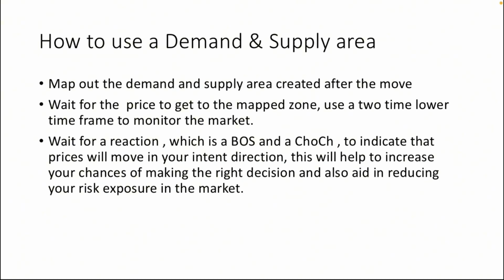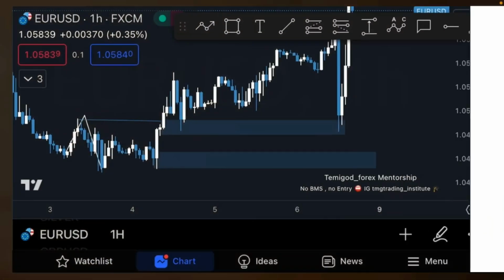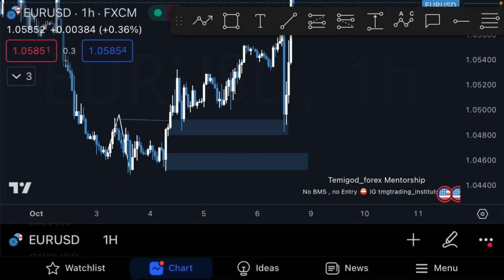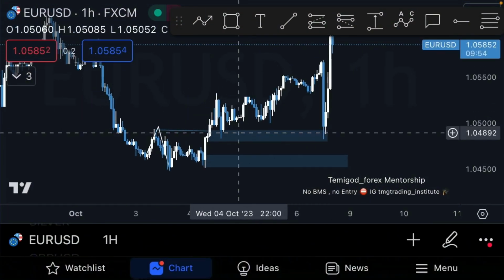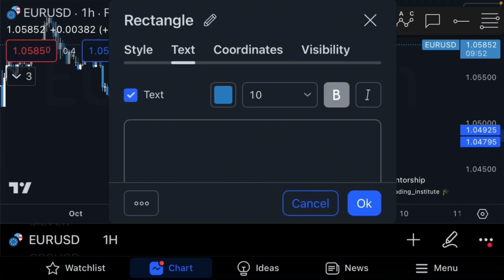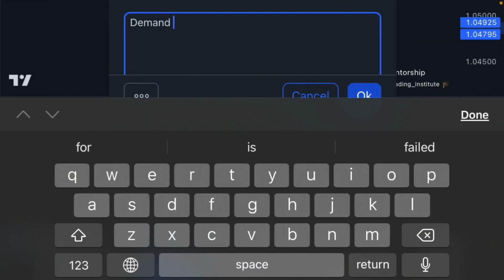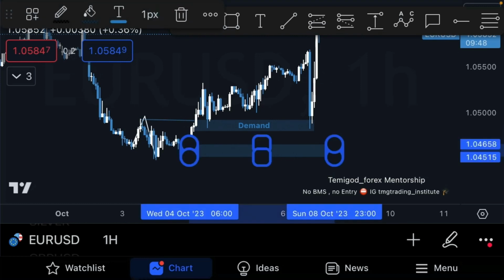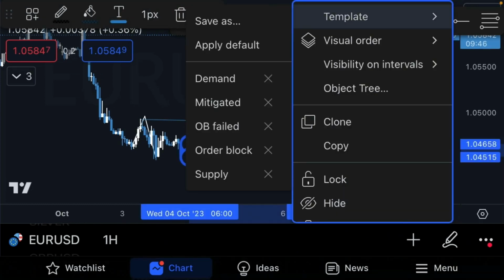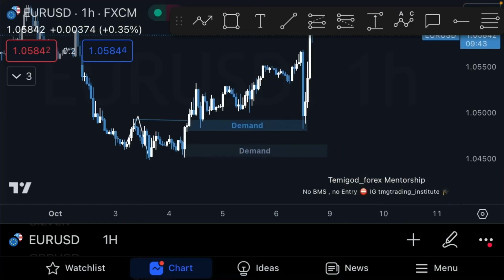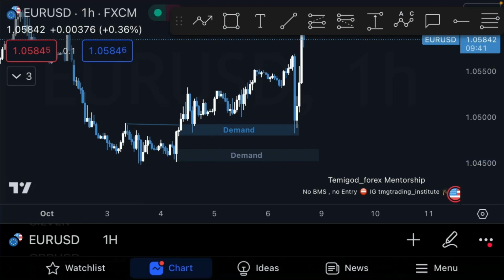Okay, first thing, map out the demand and supply area created after the move. So in this area we map out what? This demand area that was created. So we call this zone a demand zone. This is our newly created demand zone, so we call this zone a demand zone as well. So let's assume that we've mapped out this zone created.